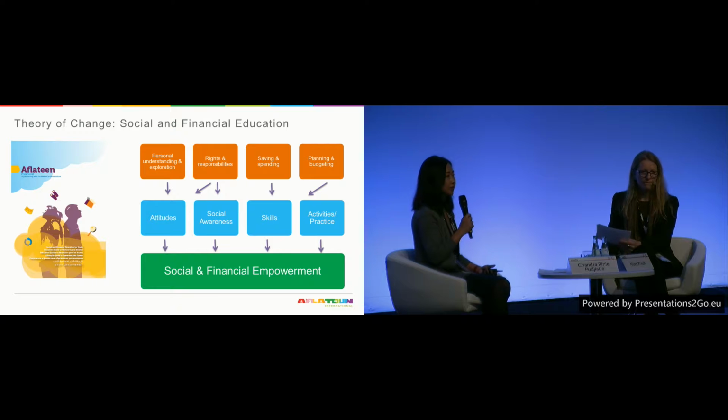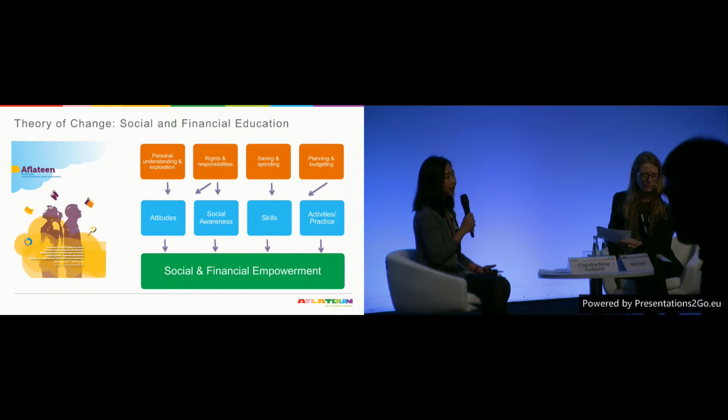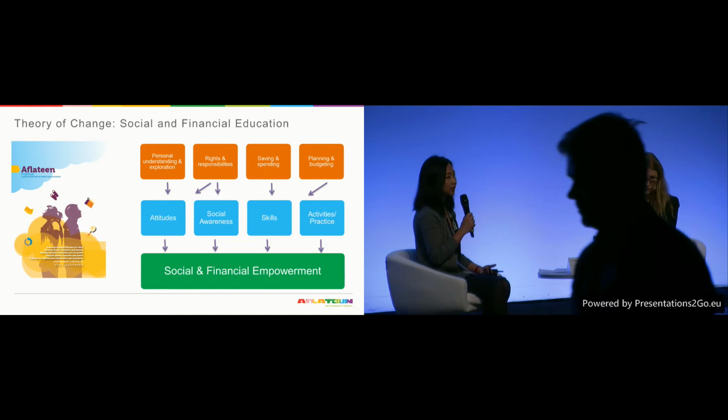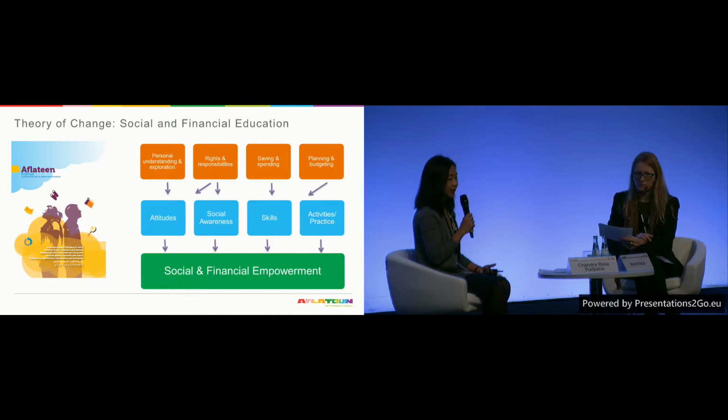The program itself is based on a theory of change framework that promotes social and financial education. It consists of 5 core components around personal understanding, understanding about rights and responsibility, saving and spending, and also planning and budgeting. The focus of the program revolves around empowering young people to conduct a project within the community.